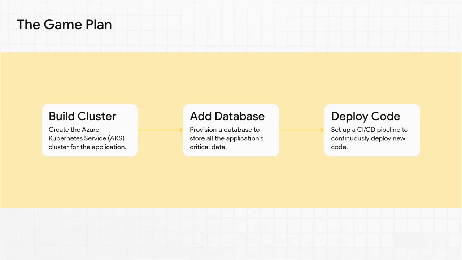And here is their three-step plan. Pretty straightforward, right? First, they've got to build the Kubernetes cluster. That's the engine for their application. Second, they need a database to actually hold all the user data. And third, they need to automate everything, setting up what's called a CI/CD pipeline so they can push out new code easily. Now, each one of these steps requires totally different permissions inside Azure.